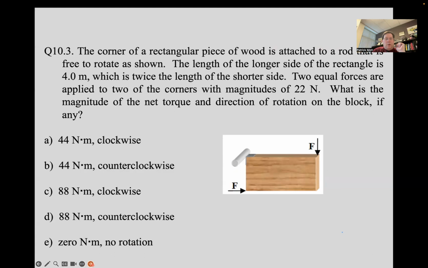So work through it, talk it over with your neighbor, and then unpause the video and we'll talk about it together.